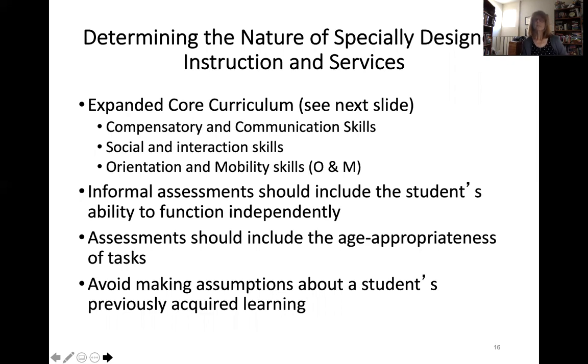Informal assessments include how they're going to function independently. The assessments need to be age appropriate of the different tasks that we have out there in the learning environment as well as the non-learning environment. And again, the importance is to not make assumptions about a child's acquired learning to the point where we're not really seeing the whole picture of the child.